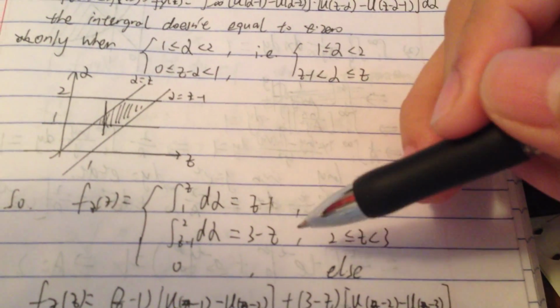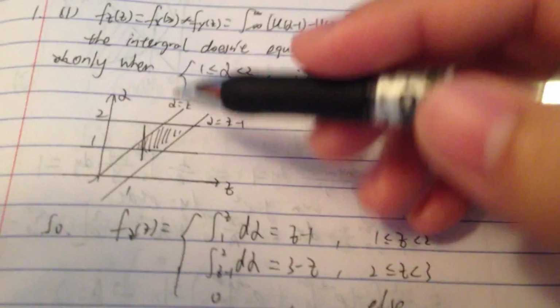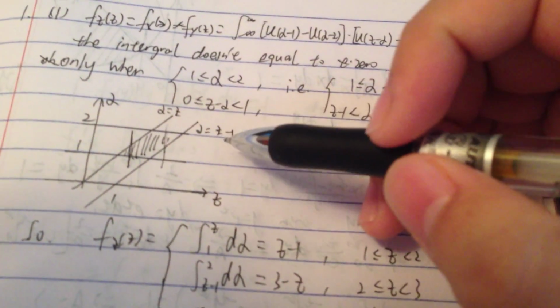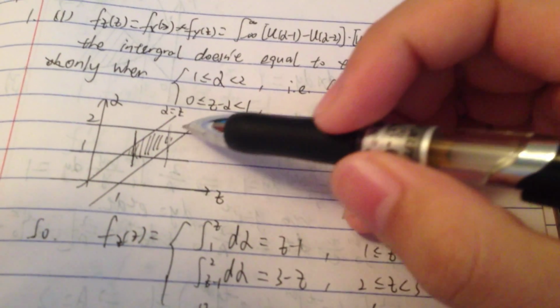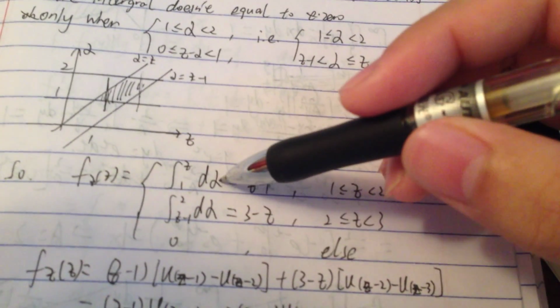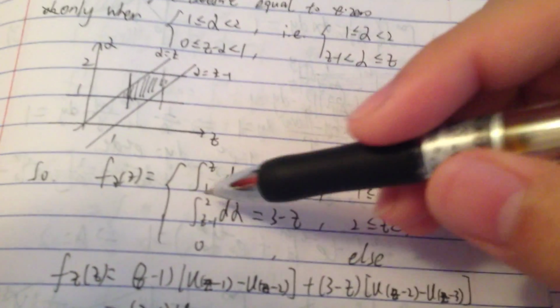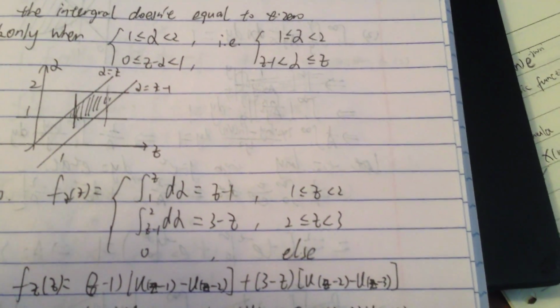And when z is greater than or equal to 2 and less than 3, we integrate alpha from z minus 1 to 2, and so f_Z(z) equals 3 minus z, and for other values it equals 0. So we can express it in one formula, like this.